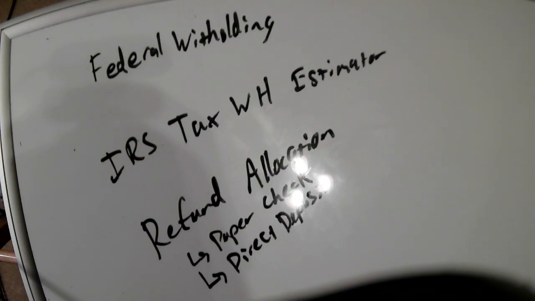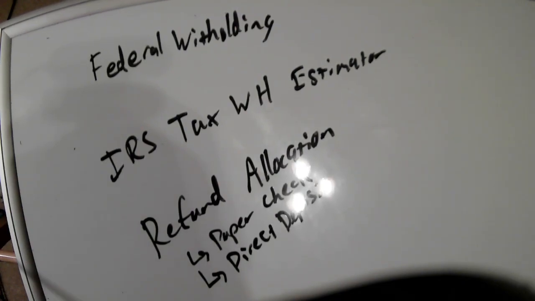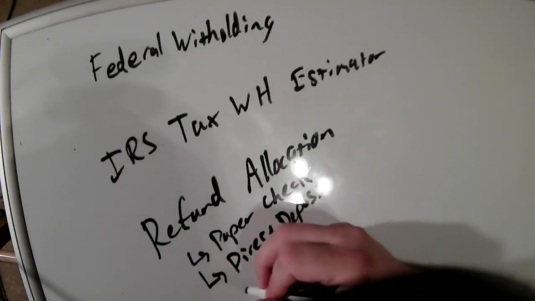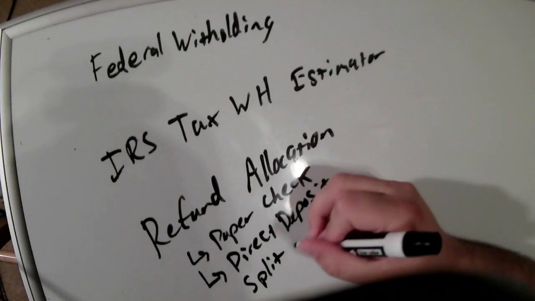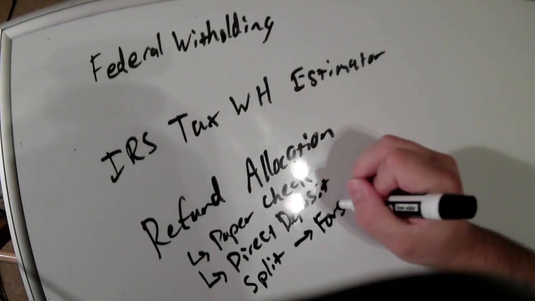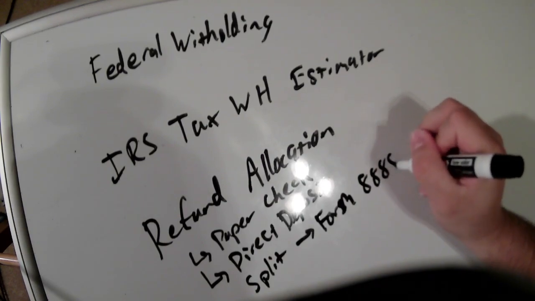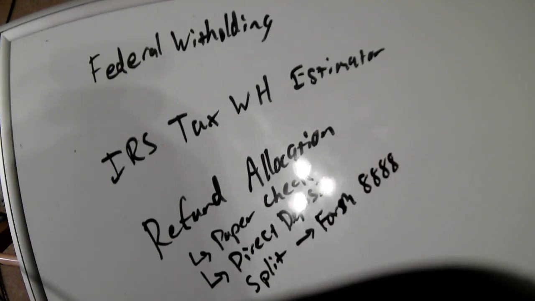Now, some people decide they want to put some of that money into savings and some of that money into their checking, because maybe it is simpler, or because they might forget to do it, or they don't know how to transfer money between their accounts very easily. They may want to split a refund. And to do that, there's a form called 8888. Okay? That form is what you use to split between multiple bank accounts, or maybe a paper check and a bank account, and so on. So form 8888 is the one you want to use in order to split refunds between multiple accounts.